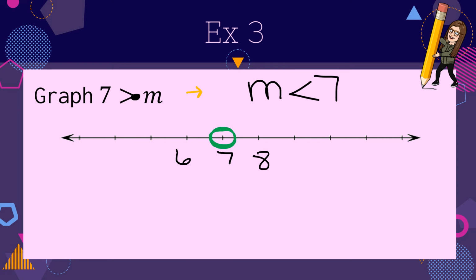Step 3, shade. If I read this, it says m is less than 7. 6 is less than 7. 5 is less than 7. 4, 3, 2, 1. Everything to the left is less than 7. Listen to that L sound. Less than, left. That might help you out as well.